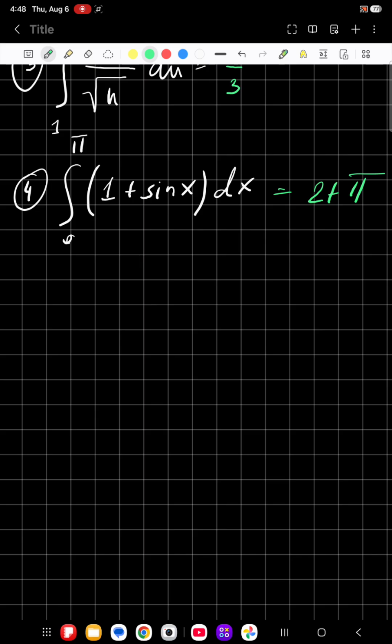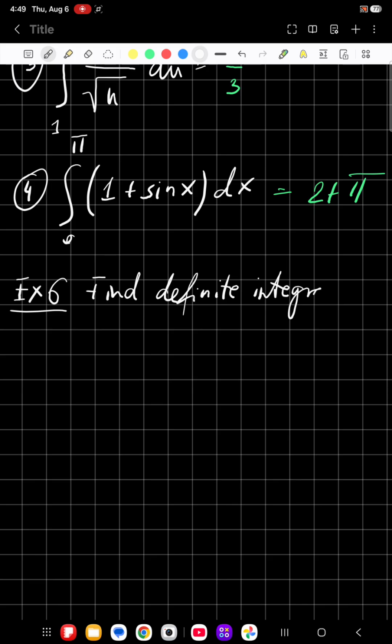And this one involves absolute value. Problems with absolute value are always interesting. So find the value of the following definite integral: absolute value of x minus 3 dx.